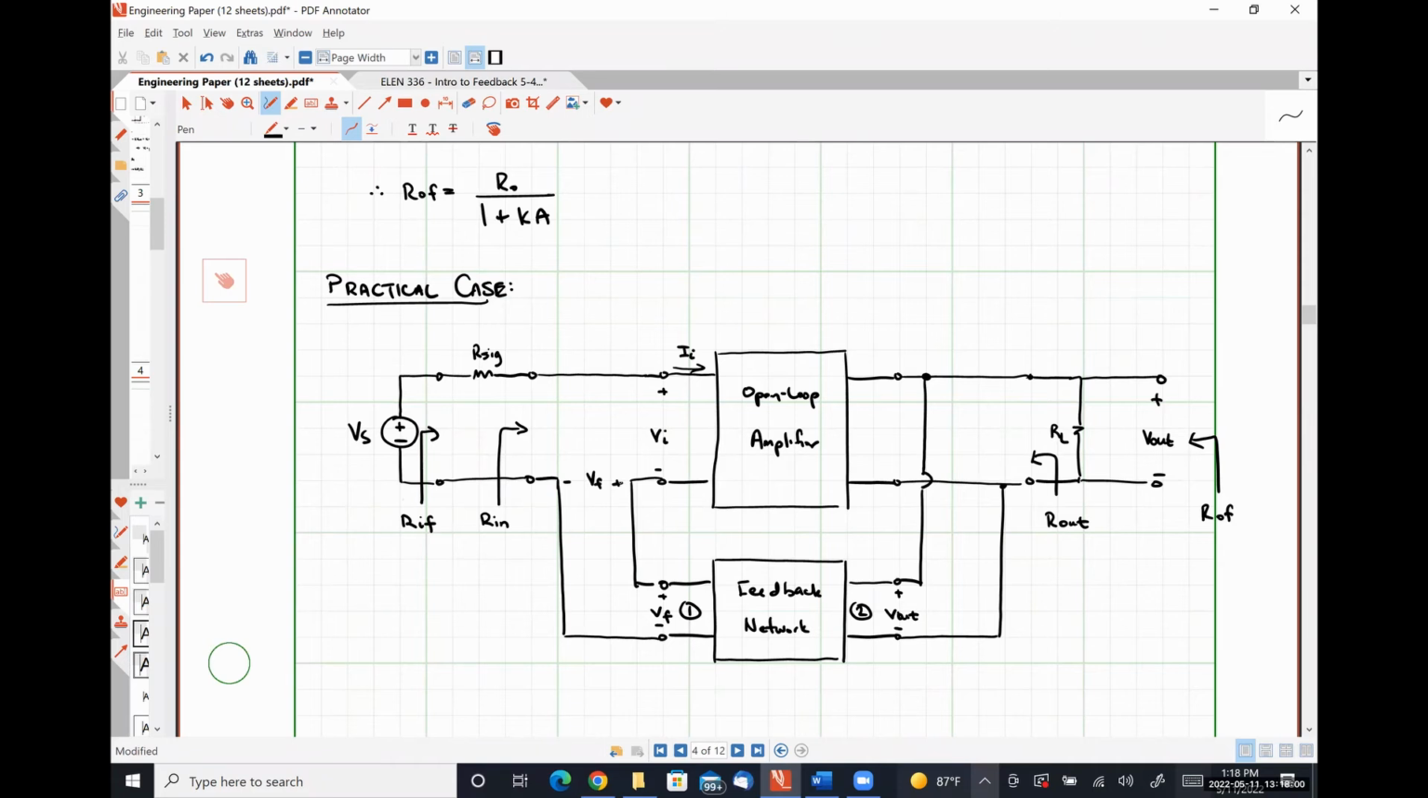The way that we do that is we introduce extra resistances that characterize the loading effects of the feedback network on the input side of the amplifier and the output side of the amplifier. And there are very specific rules that we do to implement this.